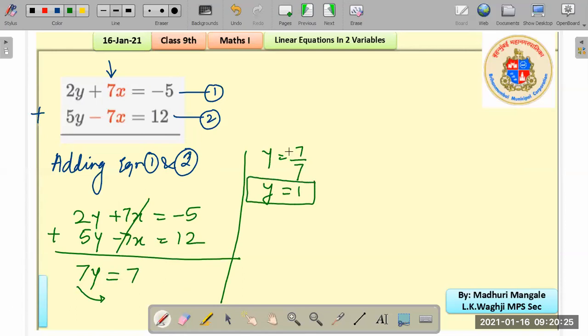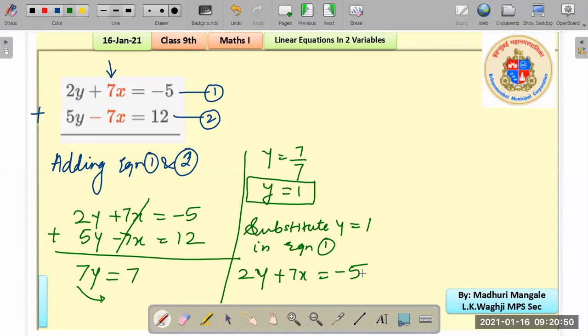Okay. And once we get the value of y, substitute y in any of the equations. So substitute y equals 1 in any equation. Let's say equation 1, which is 2y plus 7x equals minus 5. We are just substituting and we get the answer.